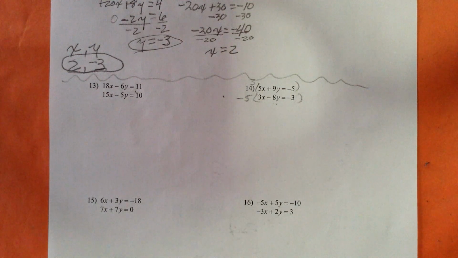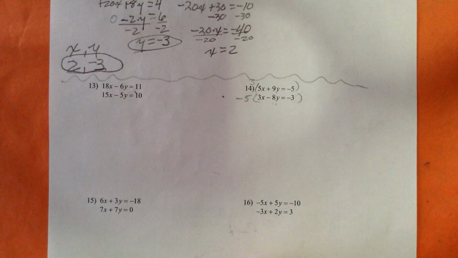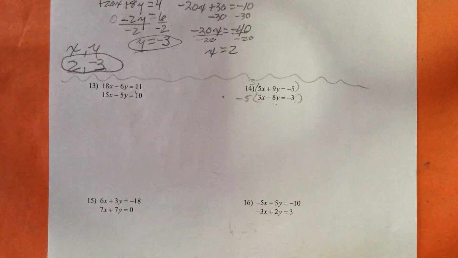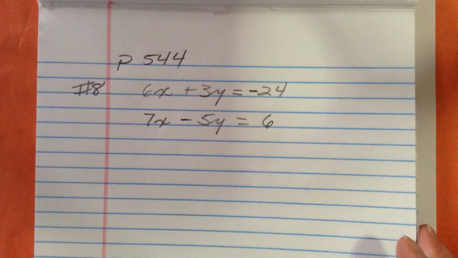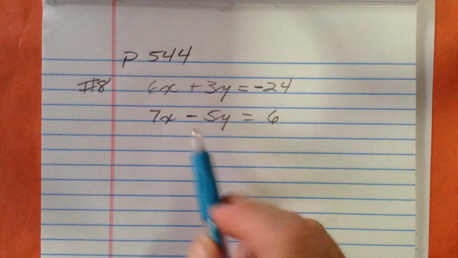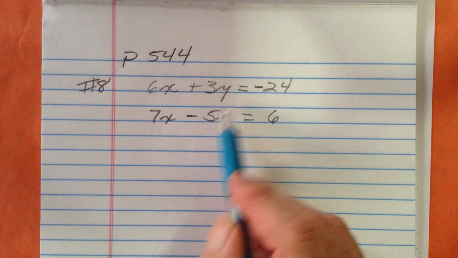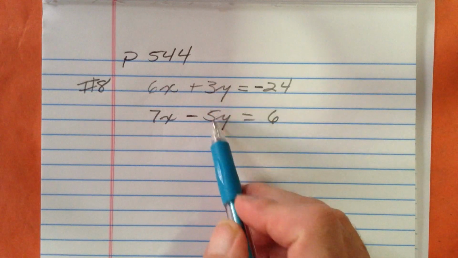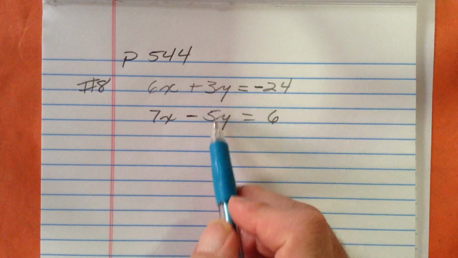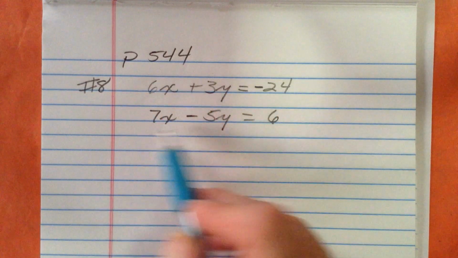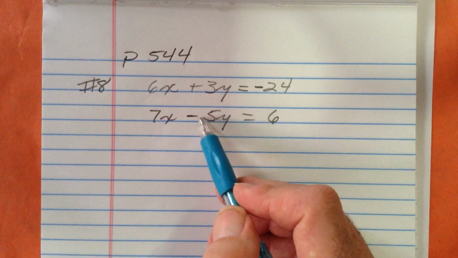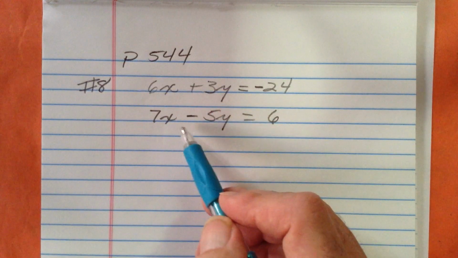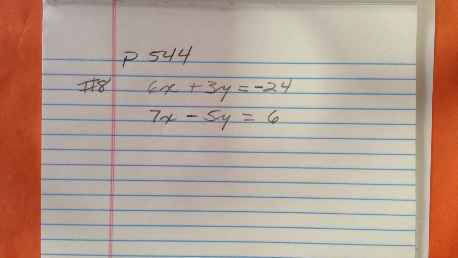I'm kind of putting this one in. So this one here, I'm going to do first from page 544. It's number 8. You can see here, you can't easily multiply one equation to cancel out the other. And remember, this is only one way of doing it. I might do substitution, which might end up being easier, or just graphing might be easier. Okay, so that's why they give you more than one way.